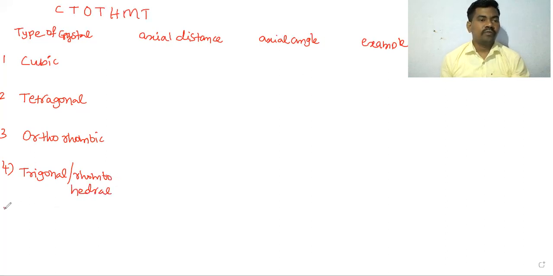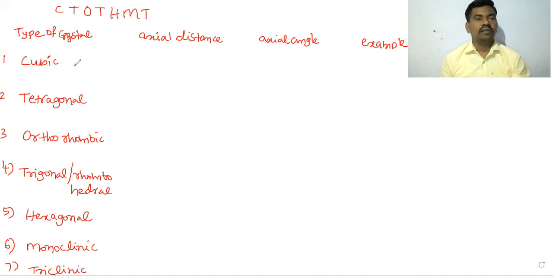Fifth one, hexagonal. Then sixth one, monoclinic. Seventh one, last one, triclinic. C T O T H M T. Then for cubic system, the axial distances are A is equal to B is equal to C.